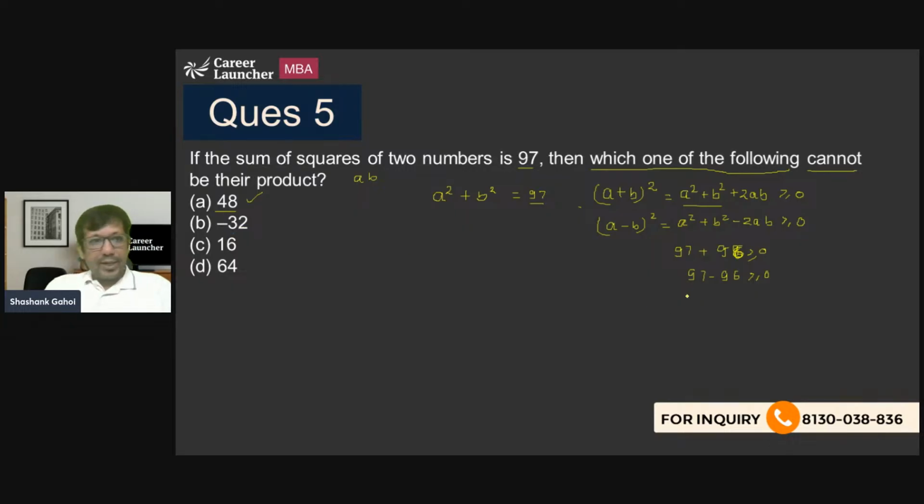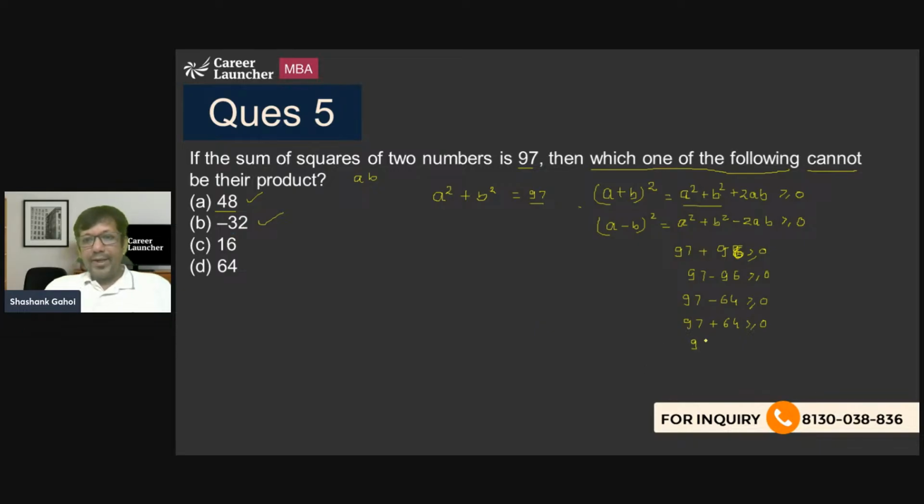Okay, that is going to be 97. That is a square plus b square plus 2ab, which means minus 64. Is it positive? Yes. 97 plus 64, is it greater than 0? Yes. So this can also be the product.